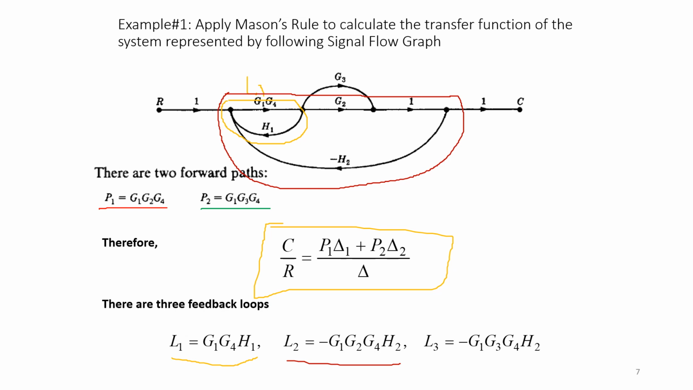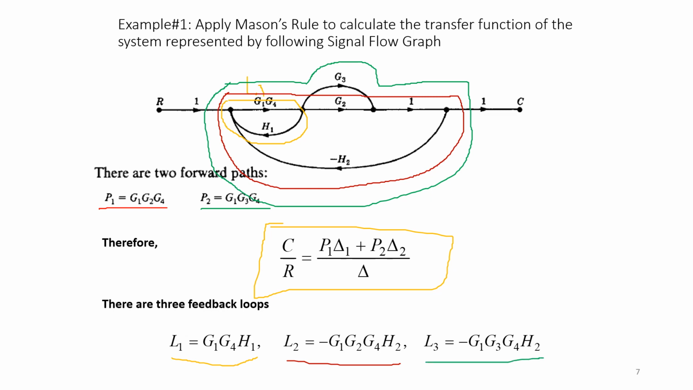Now L3. I'll show the L3 loop. Same node, I'm starting like this. I'll go like this, bypass G2 and use G3. This is another loop which I'm writing in green color. It is G1, G4, G3 into 1 into minus H2. So the loop gain for loop L3 is minus G1, G3, G4, H2. So there are 3 feedback loops which I have named L1, L2 and L3.